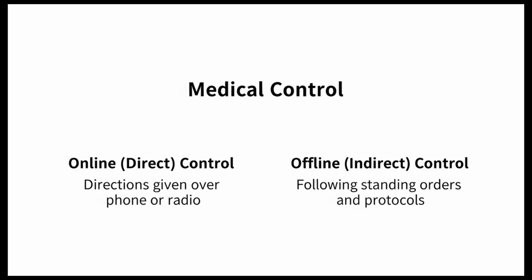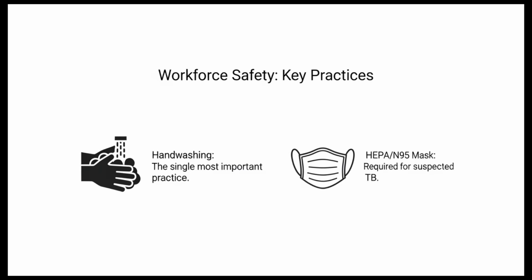Online control is speaking directly to a physician. Offline control is following pre-written standing orders. Your safety is paramount. Hand washing is the single most important practice for infection control. Use appropriate personal protective equipment, or PPE, on every call. A HEPA or N95 mask is required for patients with suspected tuberculosis.